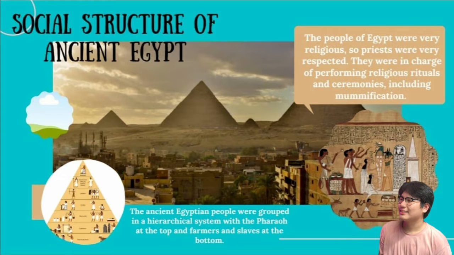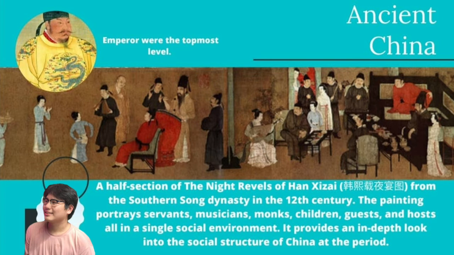On the other hand, the people of Egypt were very religious, so priests were very respected. They were in charge of performing religious rituals and ceremony, including mummification. Moving to the next slide, which is ancient China, social structure was extremely important in ancient China. Within Chinese society, emperors, government officials, aristocrats, farmers, merchants, and slaves all had a role to perform. Same as most civilizations as we know, the emperor was the topmost level.